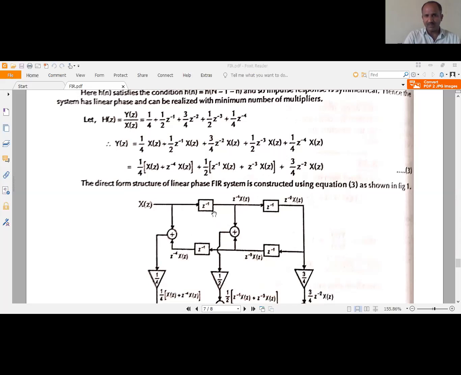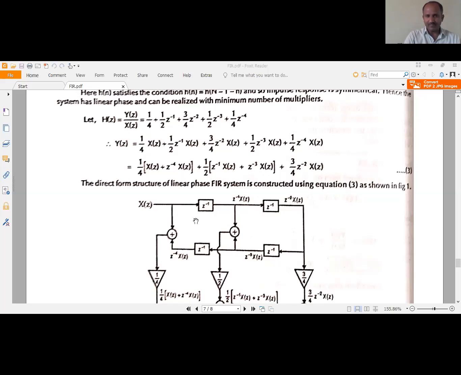X of z, and x of z into z power minus 1, and this is x of z into z power minus 2. The output of this delay element is x of z into z power minus 1. The output of this delay element is cascaded, so x of z into z power minus 2, and the output of this delay element is x of z into z power minus 3. And take tapping. This should be in clockwise direction.